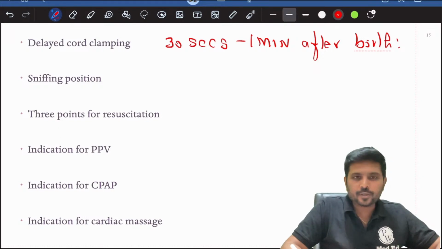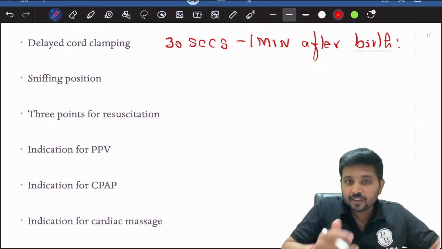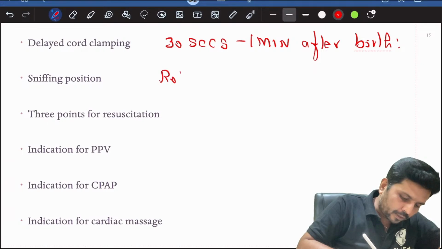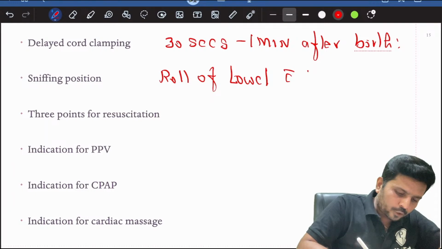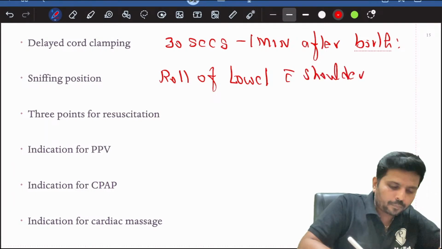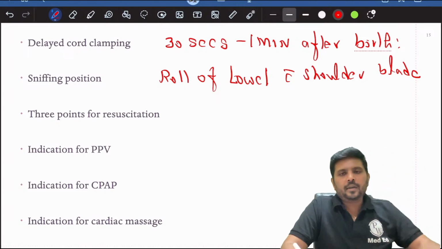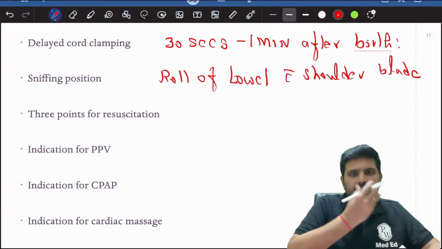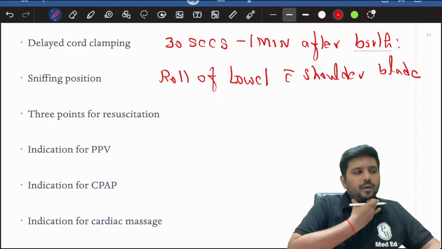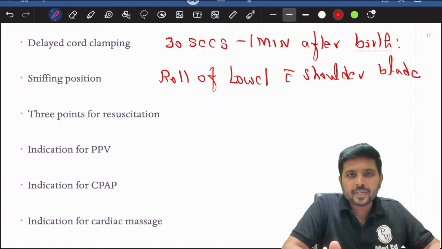First MCQ. Second one, what is called sniffing position? Sniffing position is nothing but keeping a roll of towel under the shoulder blade. That means your nasopharynx, your oropharynx and trachea will be in a straight line.